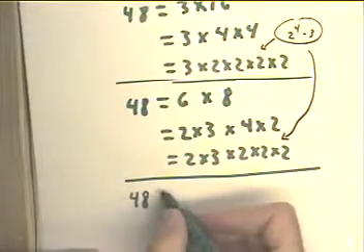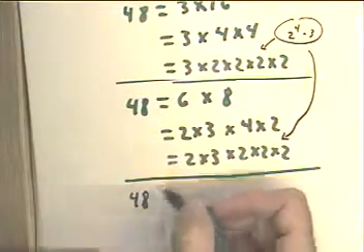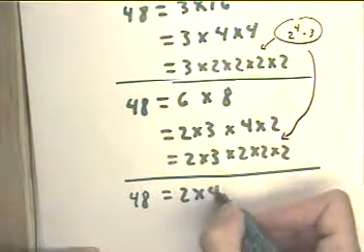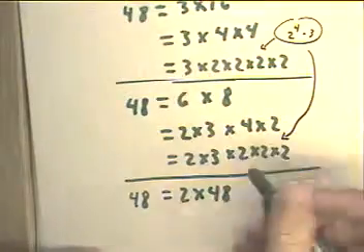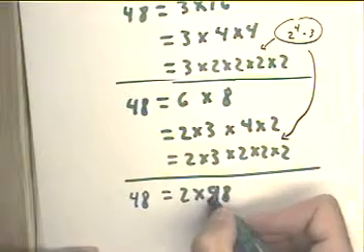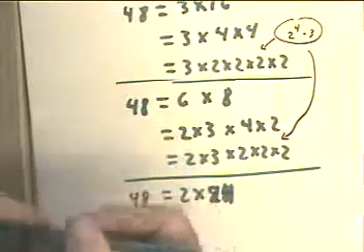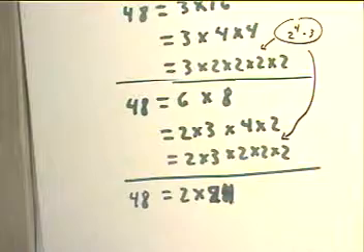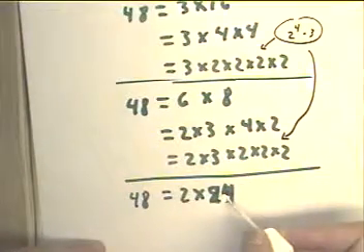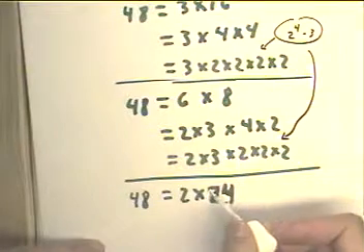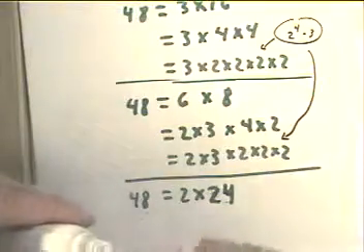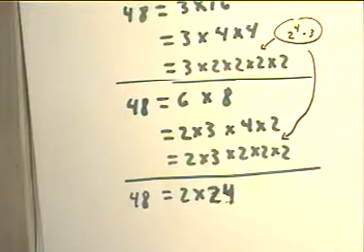Let's see, 48 equals, I'm just going to start with the smallest number, 2. 2 goes into 48. Well, I wrote that wrong. That should be 2 times 24, right? I was saying 48 as I wrote down the 24, and as a result I wrote down 48. So let's fix that. Okay, 48 is 2 times 24, isn't it?